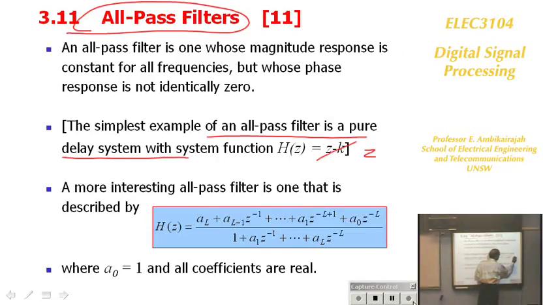not right. That's z to the minus k. I think it's right in your lecture notes. And if you go back in this chapter and the second CD, when we plotted the phase response for a delay system, they were linear. If you have a look at it. Anyway, a more interesting all-pass filter is one that is described here.